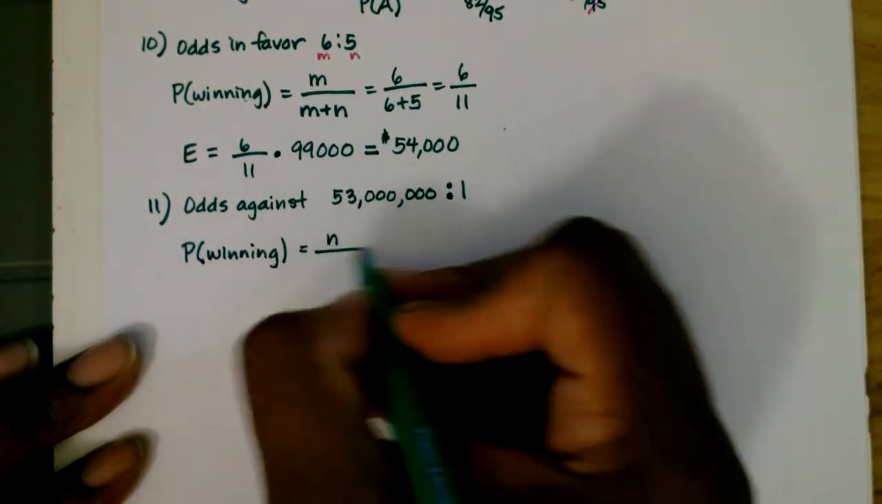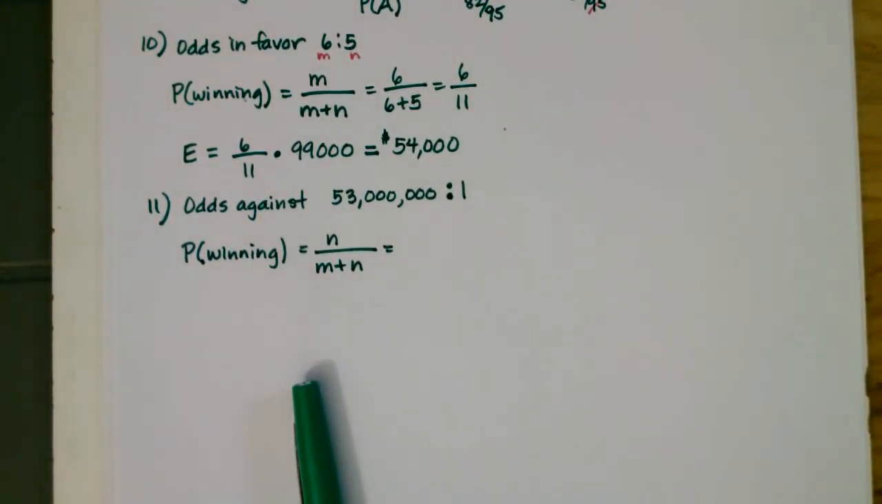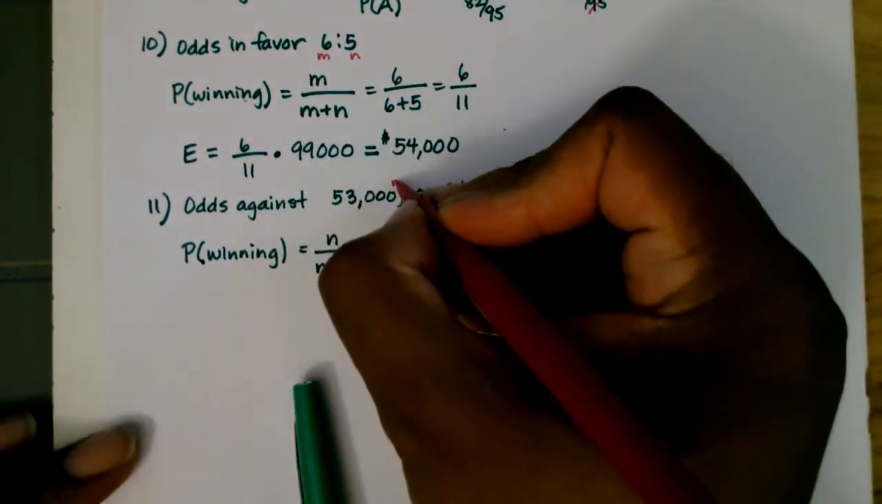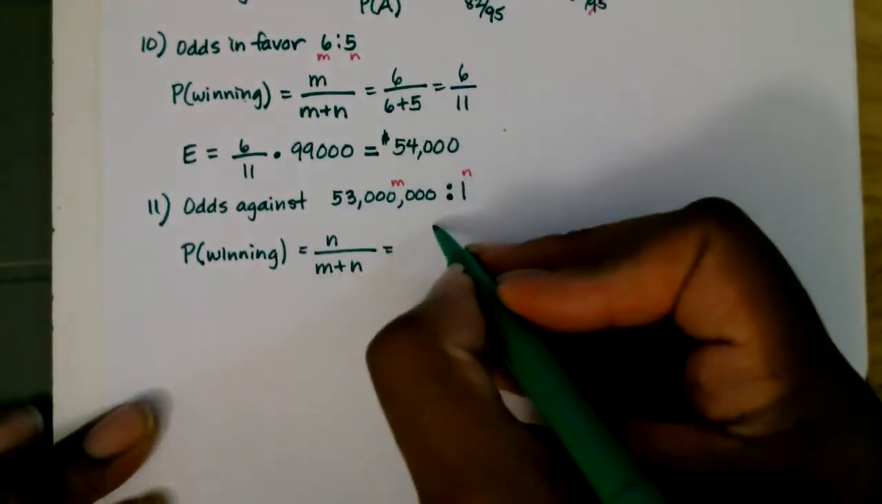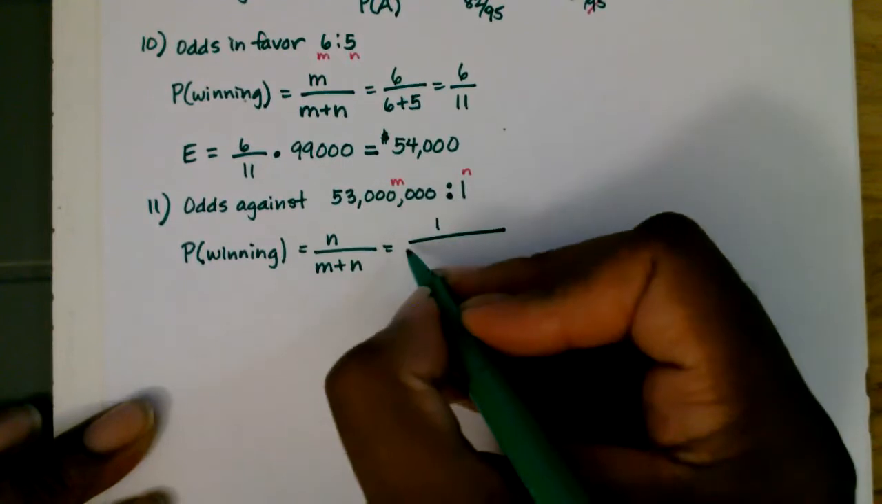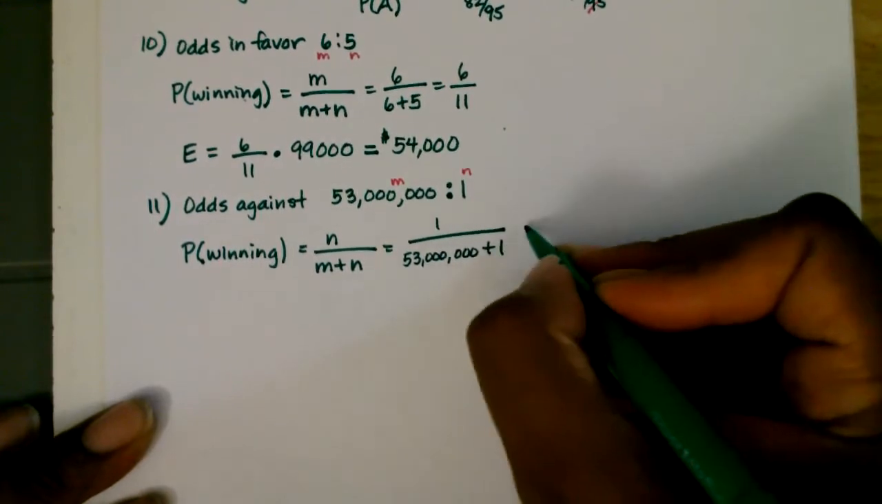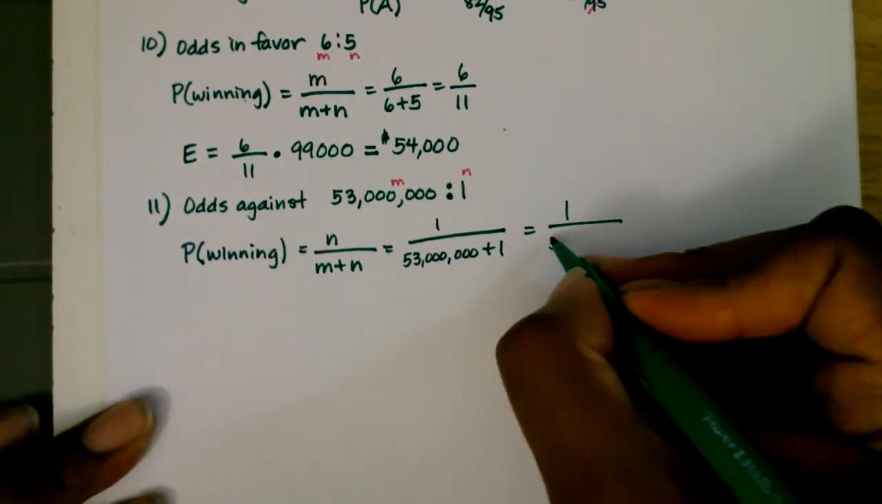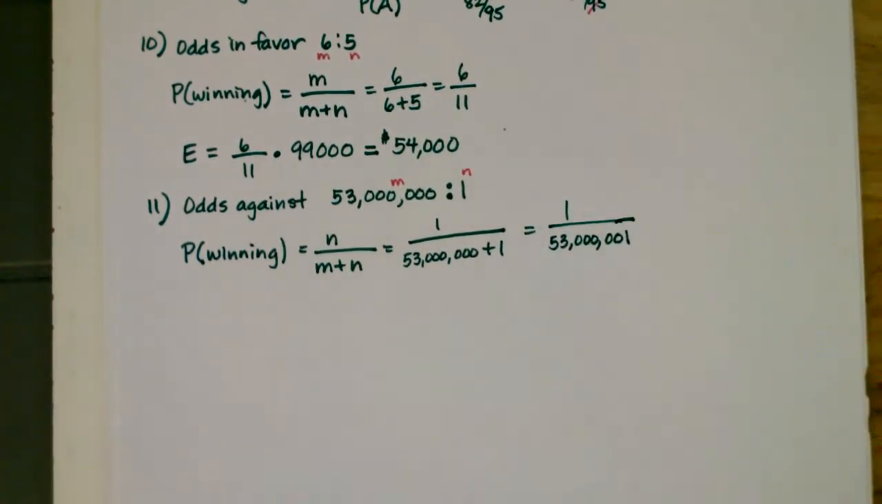So now this time it's going to be N over M plus N. So in this case, that 53 million is M, the 1 is your N. So that means that the 1 will be in the numerator. So it'll be 1 over the sum of those two, 53 million plus 1. So it'll be 1 over 53 million 1. And I will leave that as a fraction, already in simplified form. Okay. So that's problem number 11.